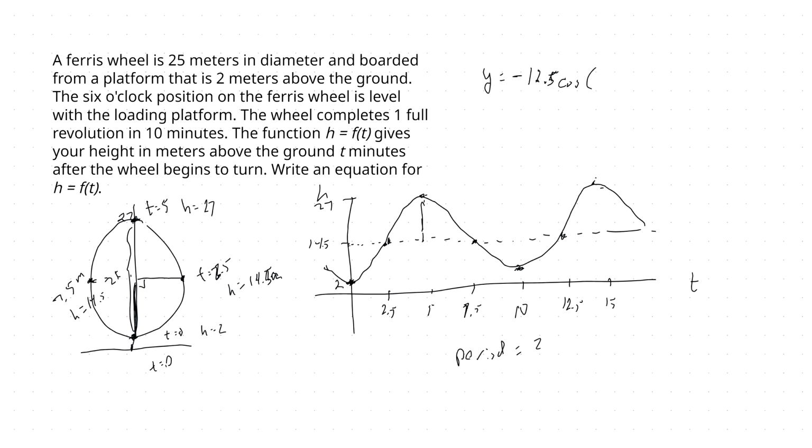And I know that 2 pi divided by b will equal the period. So I know that 2 pi divided by b is equal to 10. So 2 pi equals 10b, and b would equal 2 pi divided by 10, pi over 5. So I'm going to look at pi over 5 times t. For the inside, I don't have any sort of horizontal shift.